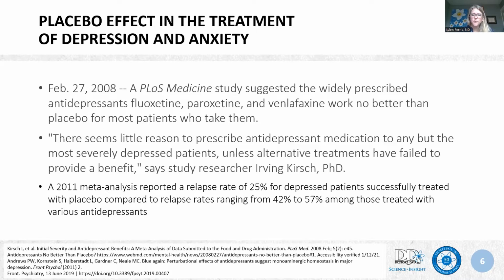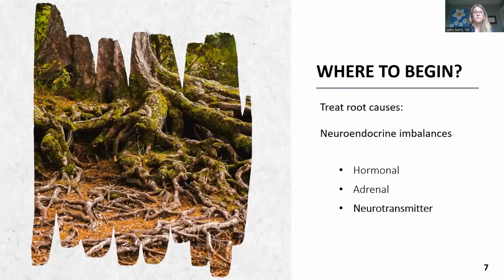So I think a sensible approach to these common conditions, depression, anxiety, and otherwise, would be to see what their specific neurotransmitter imbalance is before deciding on treatment, because it is important to know what you're treating. Neuroendocrine imbalances often underlie patient symptoms.